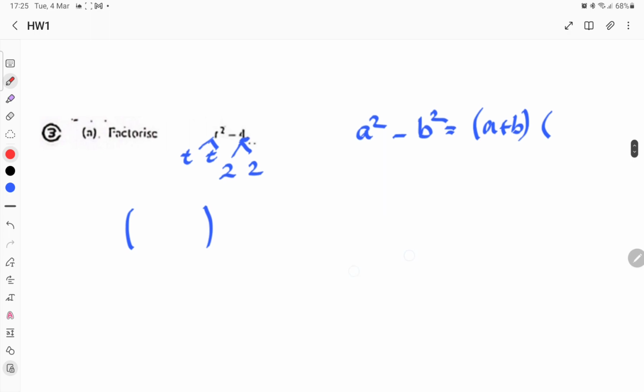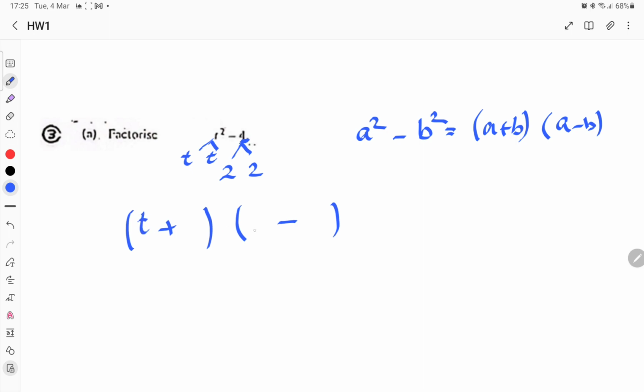Very good. Difference between two squares: if you notice here, 4 is 2 times 2, t squared is t times t, and the main rule for difference between two squares is a squared minus b squared equals (a plus b) times (a minus b). This is the main rule. So the same thing here, I have two brackets, one with a plus, one with a minus, and here I have t, 2, 2. Very good.